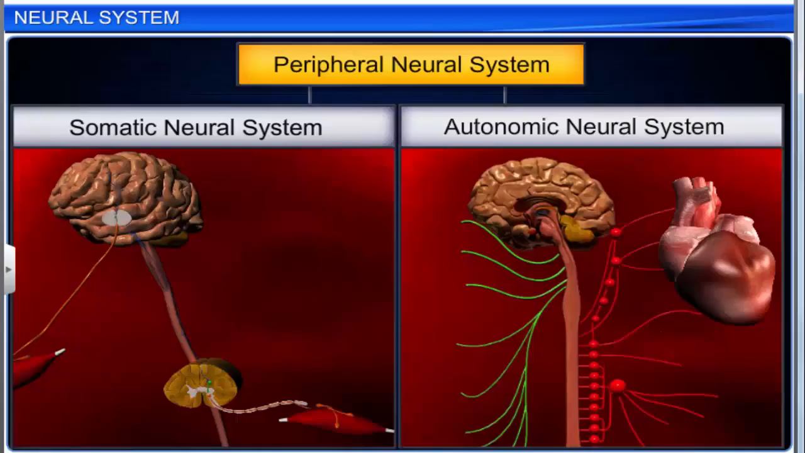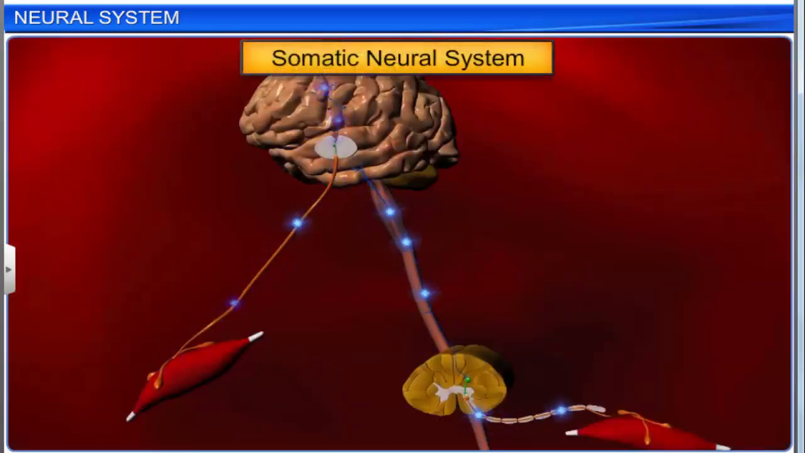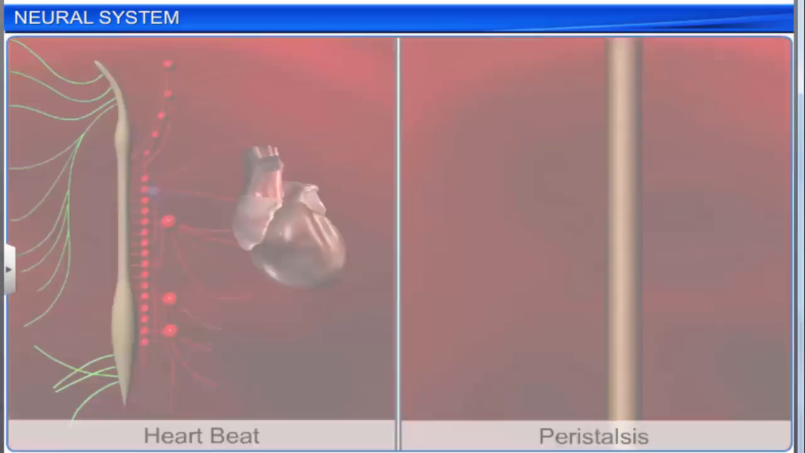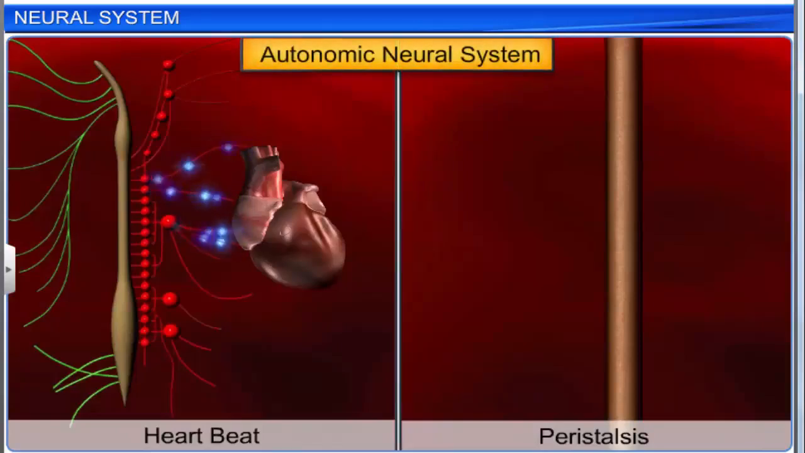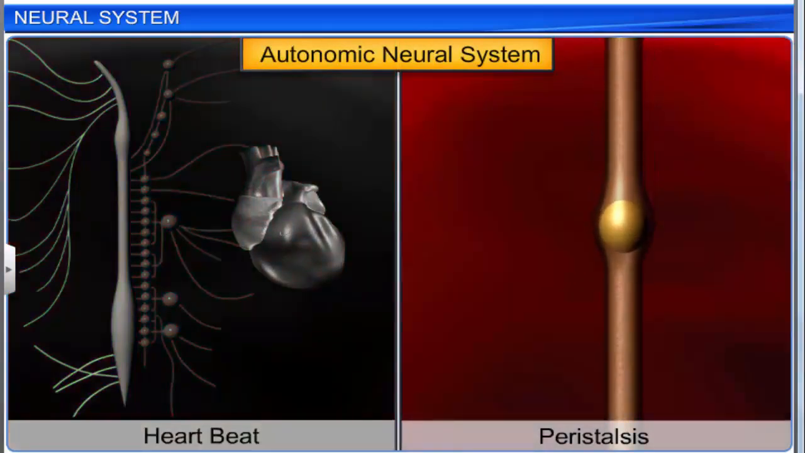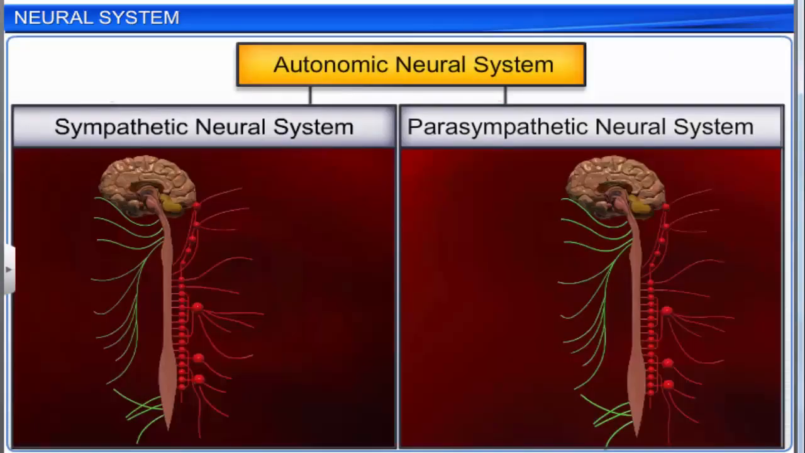The peripheral neural system can be further divided into the somatic neural system and the autonomic neural system. The function of the somatic neural system is to relay impulses from the central neural system to the skeletal muscles. The autonomic neural system controls involuntary functions such as heartbeat, peristalsis, etc. This is because the nerve fibers of the autonomic nervous system extend up to the visceral organs and smooth muscles of the body. The autonomic neural system is further classified into the sympathetic neural system and parasympathetic neural system.